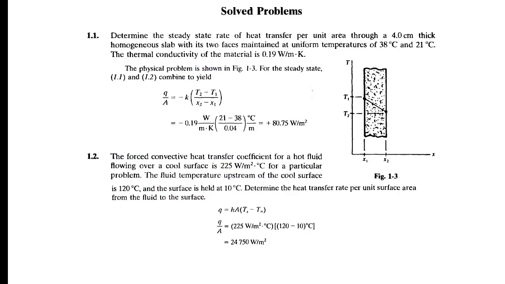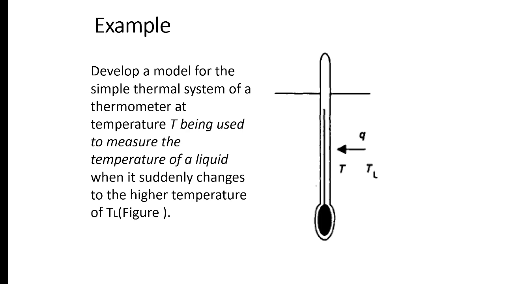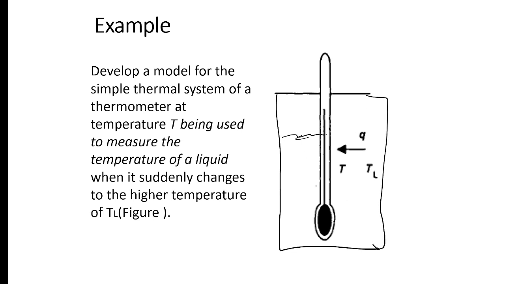Okay, so let us have some examples. The number one problem is: develop a model for the simple system of a thermometer temperature T being used to measure the temperature of a liquid when it suddenly changes to the higher temperature, meaning TL. So let me grab a pen. There's a container or a vessel, right? This has a hot liquid, represented by the temperature TL, the temperature of the liquid.